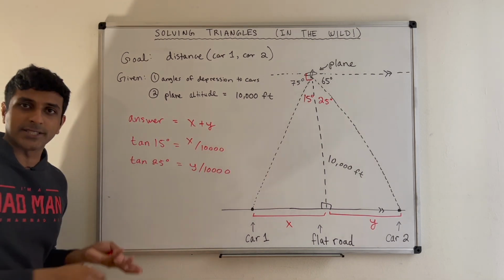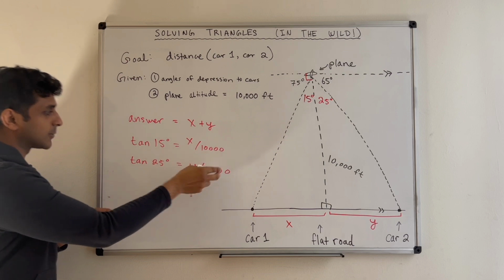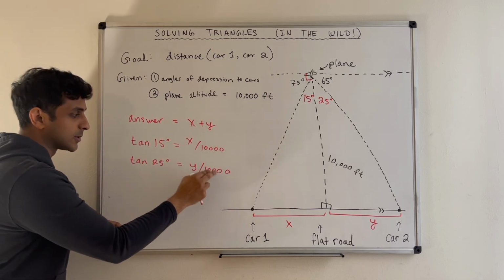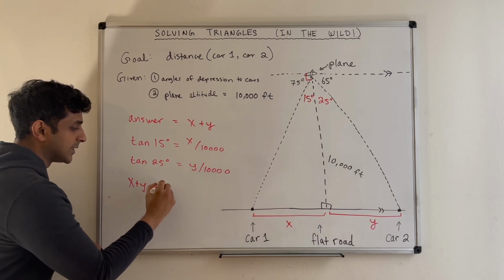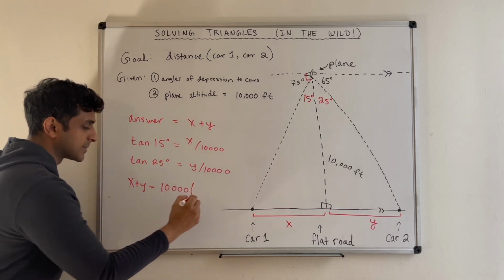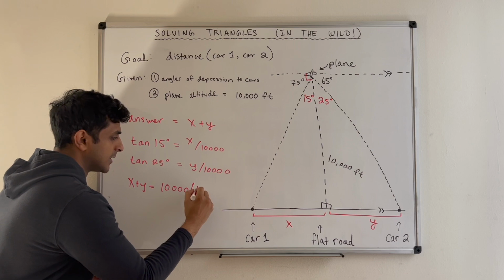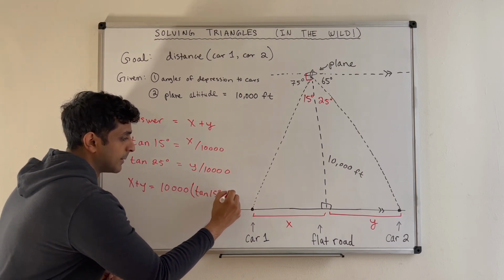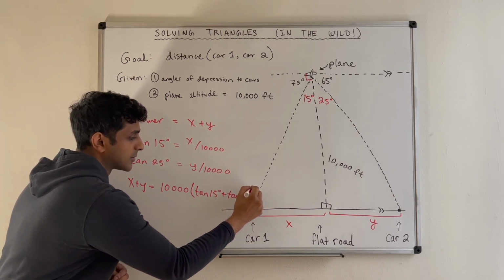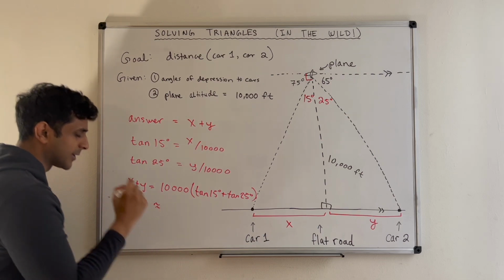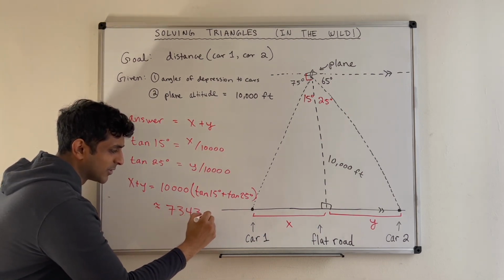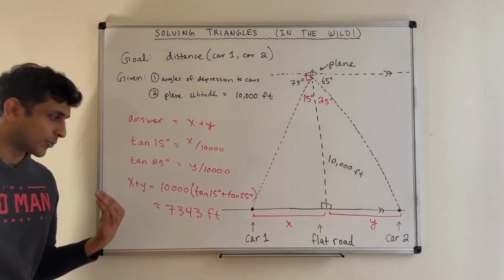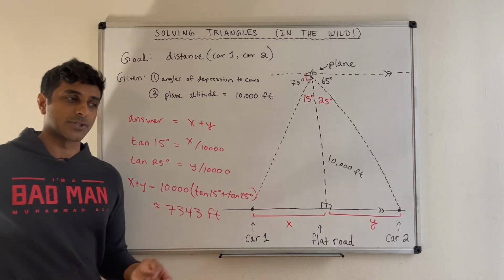And so we can solve for x and y, right? So x is going to equal 10,000 times the tan of 15 degrees, and y is going to equal 10,000 times the tan of 25 degrees, which means x plus y is going to equal 10,000 times the quantity, if I factor it out, tan of 15 degrees plus tan of 25 degrees. And if you plug that into a calculator, I believe you get something around 7,343-ish feet. So that's how far apart the two cars are.